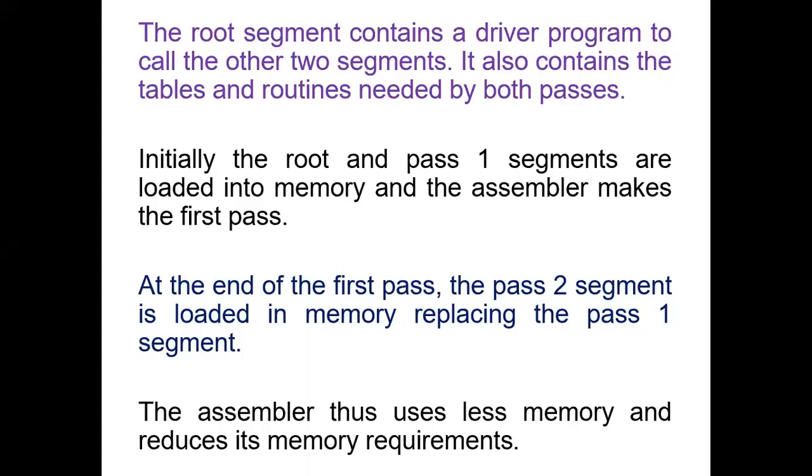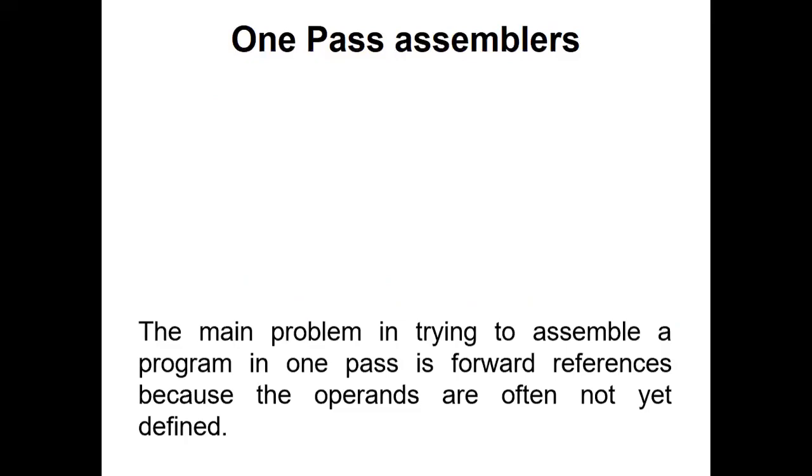Initially, I was saying that the root segment and the pass one segments are loaded into memory, and then the assembler makes the first pass. At the end of the first pass, you load the pass two segments, replacing the pass one segments. So in such a way, the assembler will use less memory and it will reduce its memory requirements. Okay, so that is what we mean by overlay structures.